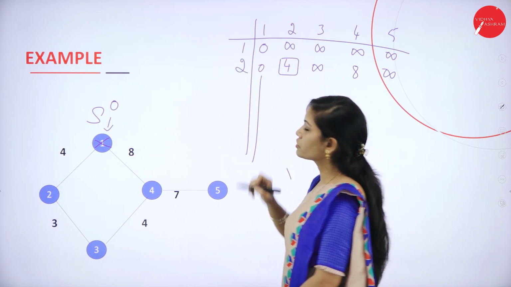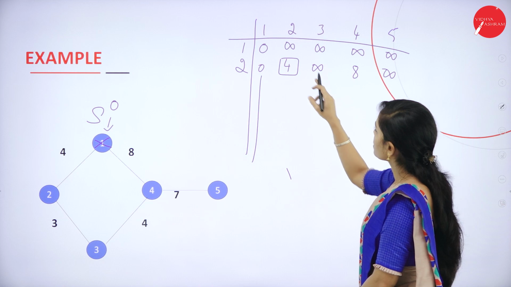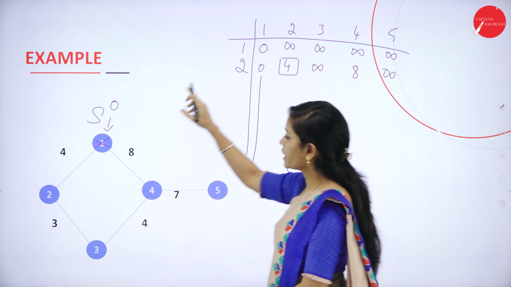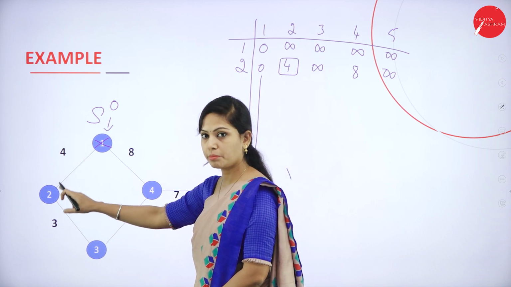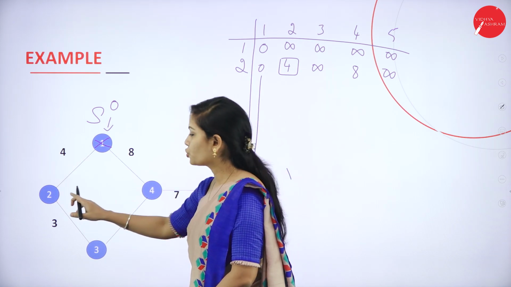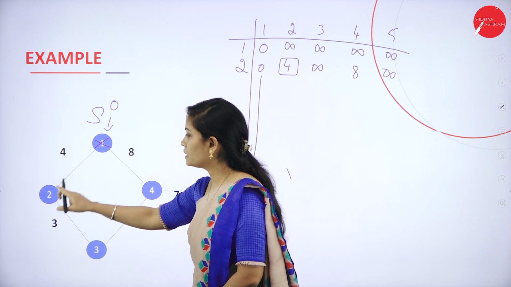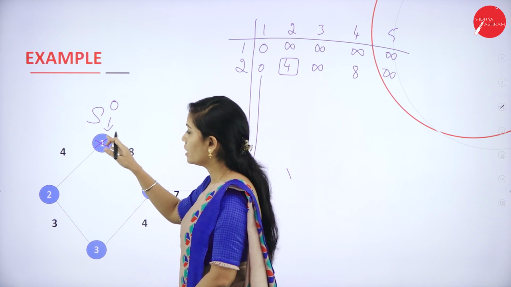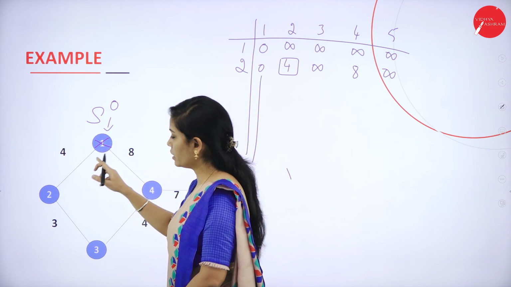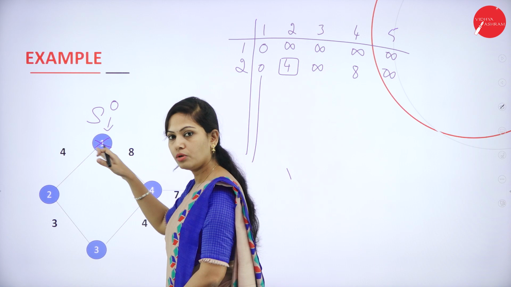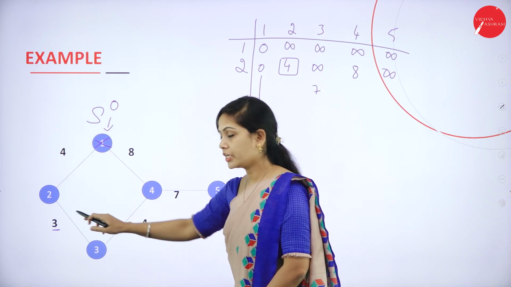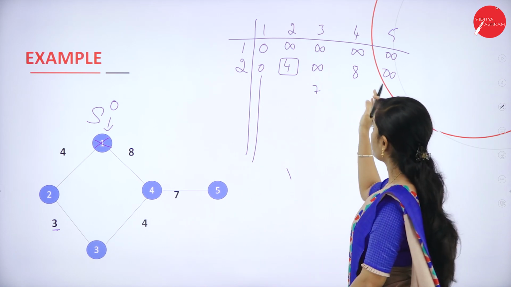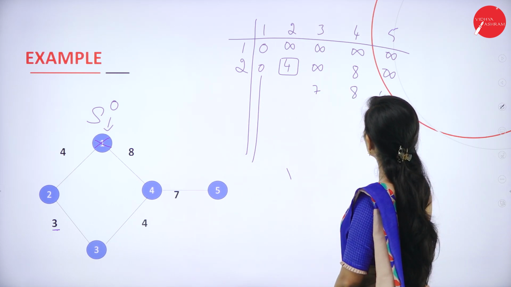Then I'll write this 2. And now 4 is the minimum value. It comes under vertex 2. Clear? 4 is the minimum value and it comes under 2. So 2 is connected to 3 and 2 is connected to 1. You can't go back to 1 because vertex 1 has already been visited, so you can't go back to the first position again. So 2 is connected to only 3. So 4 plus 3 is equal to 7. And the remaining edge values are the same.